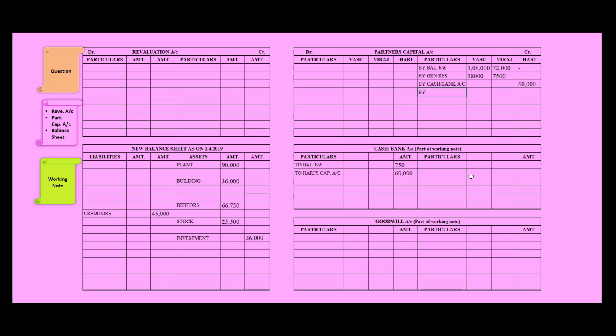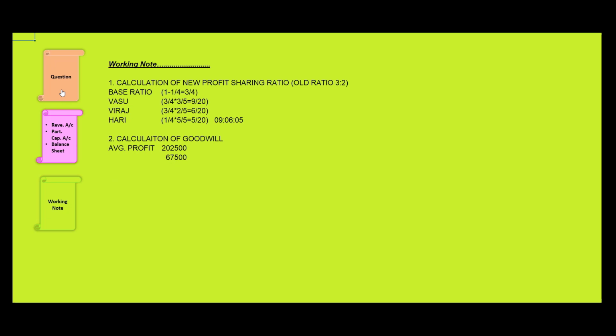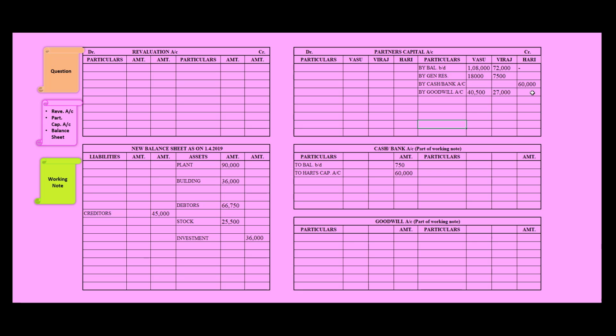So here I will be writing by goodwill account. 67,500 into 3/5. Old ratio will be taken, and here too 67,500 into 2/5. Okay, we had taken goodwill 67,500. Correct. Here will be dash. Next.